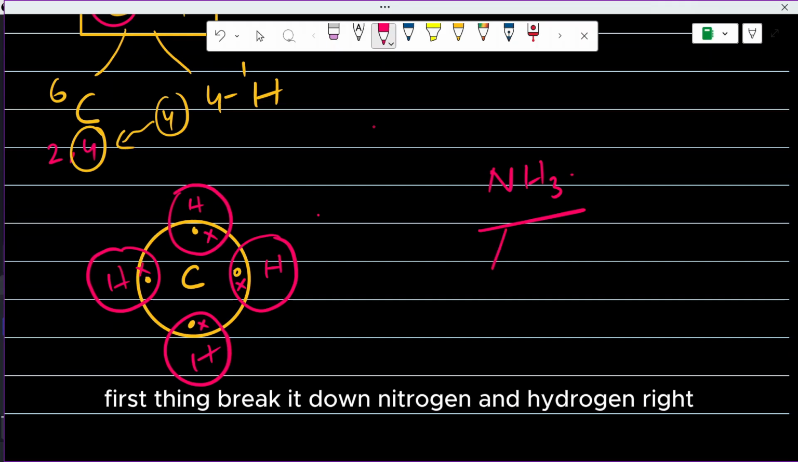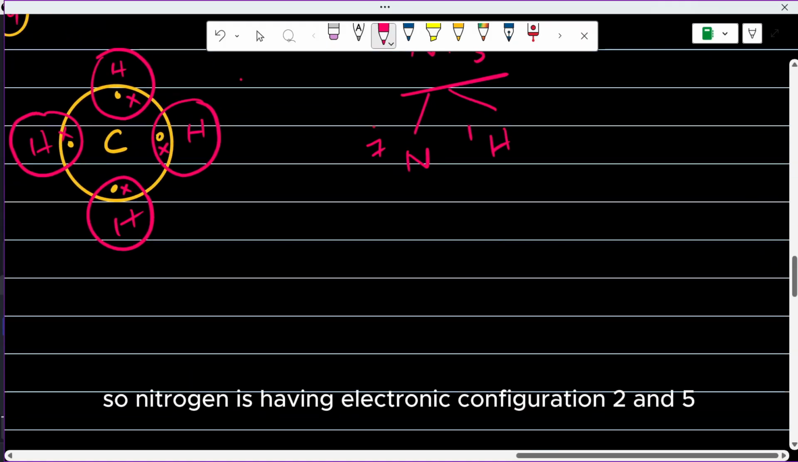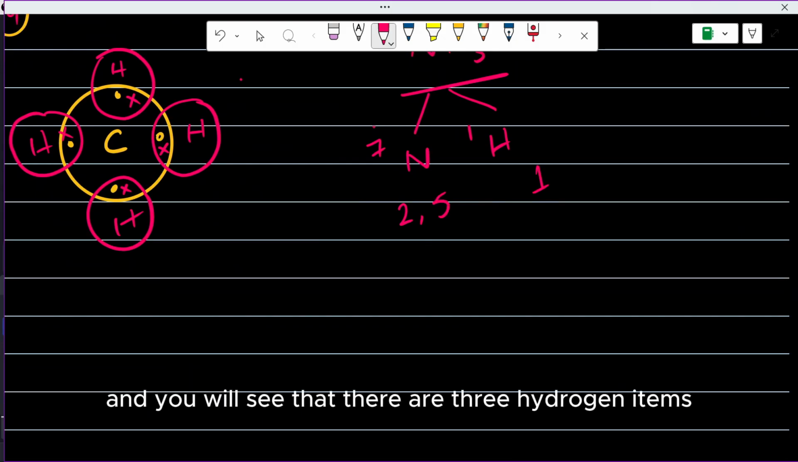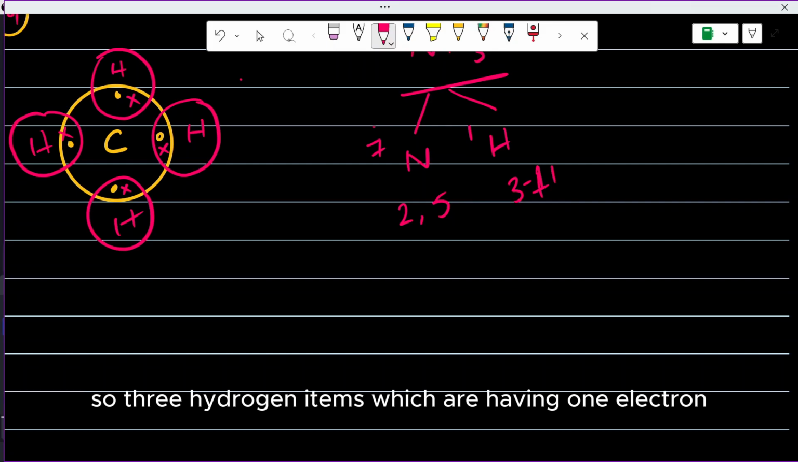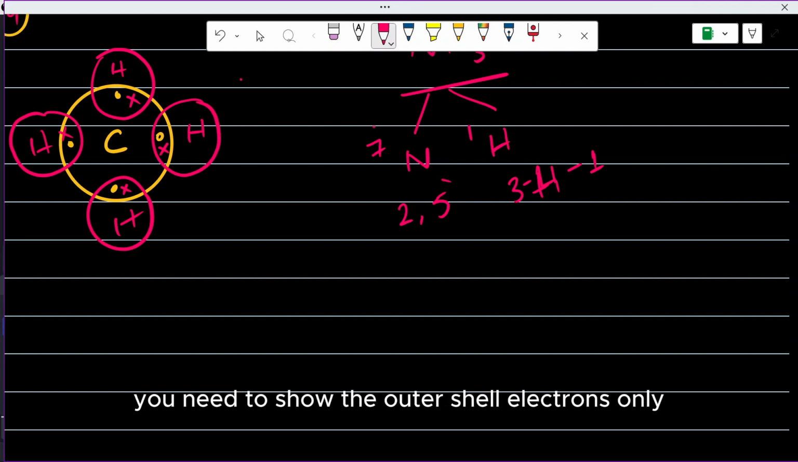First thing, break it down, nitrogen and hydrogen, right? Nitrogen is having 7 electrons, hydrogen is having 1 electron. Okay, so nitrogen is having electronic configuration 2 and 5, and hydrogen is having electronic configuration of 1, and you will see that there are 3 hydrogen atoms. Okay, so 3 hydrogen atoms which are having 1 electron. Okay, so how do you draw? Let's say outer shell, you need to show the outer shell electrons only.